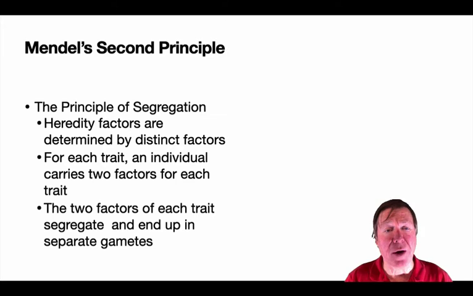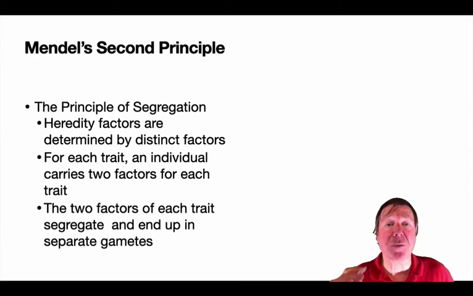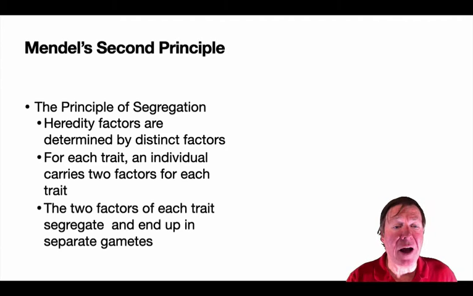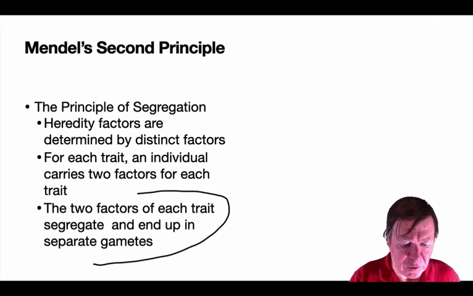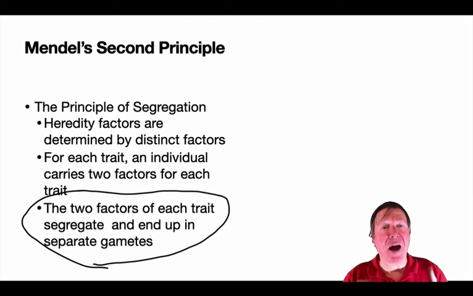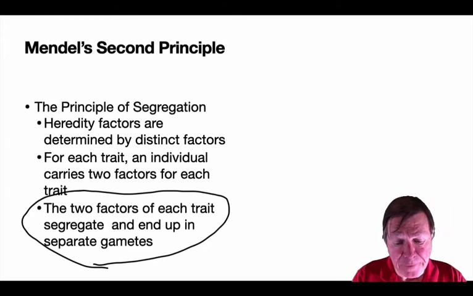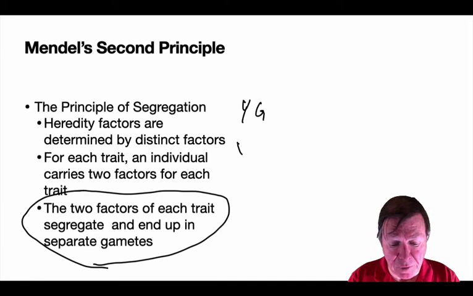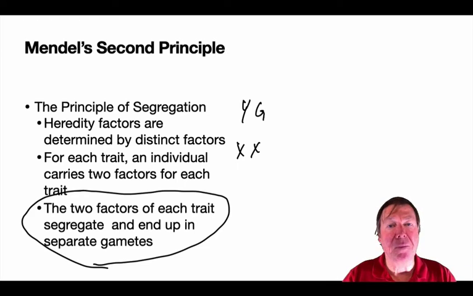Also, we look at Mendel's second principle, the principle of segregation. Heredity factors are determined by, here's the part that you need to, forget reading all that stuff, okay? The two factors segregate. This is meiosis. This is why I put meiosis before this unit, because we had a Y and a G, and we're on each chromosome. So each chromosome here, they replicate, blah, blah, blah, prophase, metaphase, anaphase, telophase, all right?